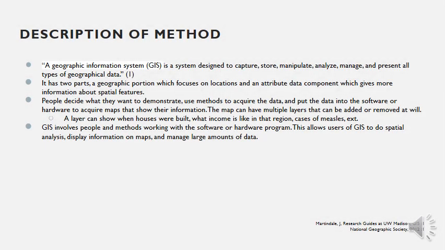A Geographic Information System, GIS as it is better known, is a system that is designed to capture, store, manipulate, analyze, manage, and present all types of geographical data. It has two parts, a geographic portion which focuses on locations, and an attribute data component which gives more information about spatial features. The geographic portion is what you would normally see on a map.